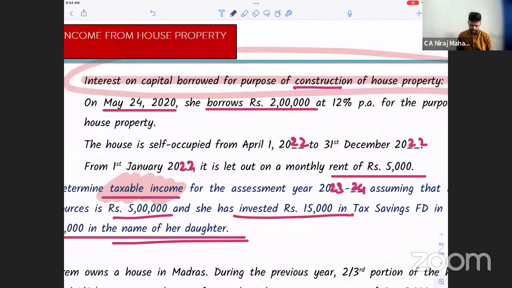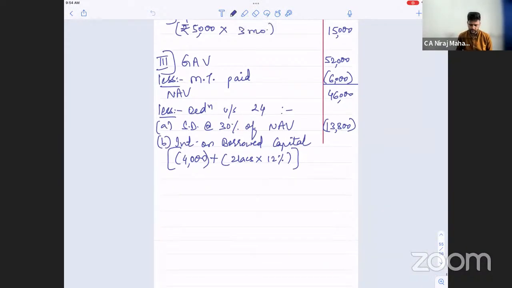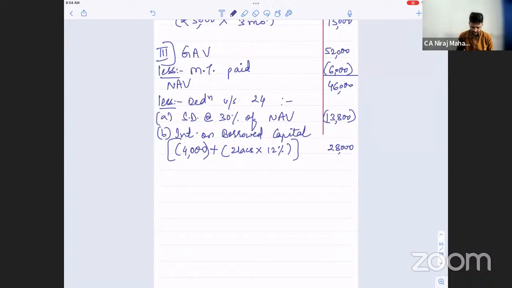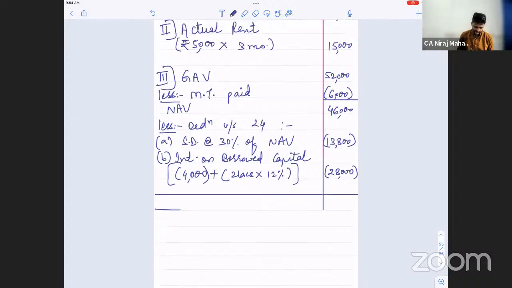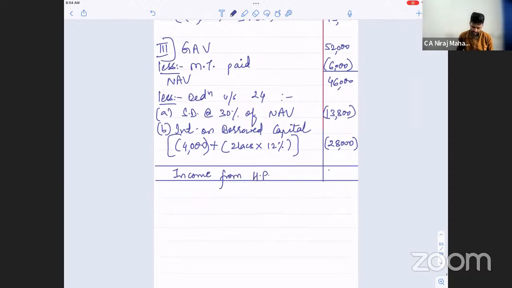I think here most of you have given me a different answer for this purpose only. I hope till 13,800 everything was okay. So 24 and 4, 28,000. That is my income from house property. 46,000 minus 13,800 minus 28,000. How much? 4,200.